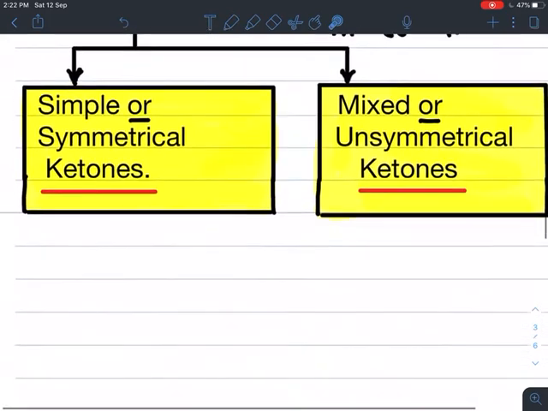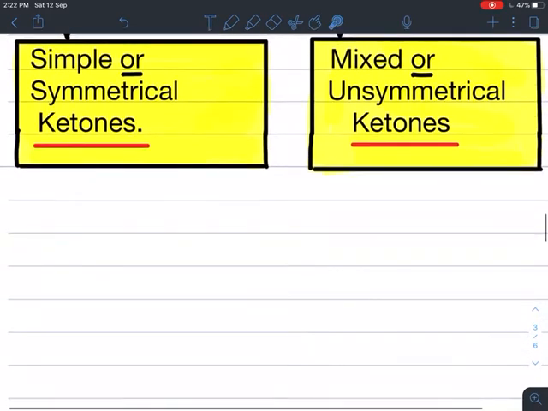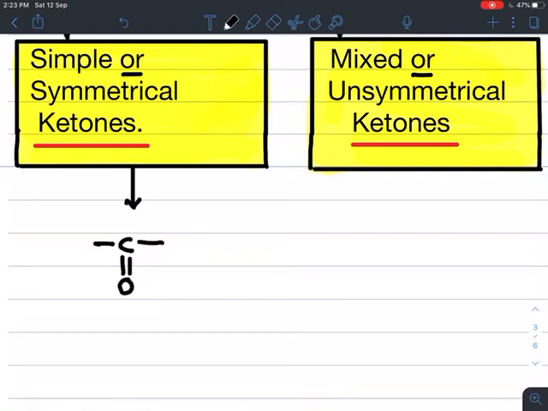So first we will see the simple or symmetrical ketones. What is meant by simple ketones, also called symmetrical ketones? If the ketonic group, the CO group or oxo group, is attached to the same alkyl groups, R CO R. Here R is nothing but an alkyl group, attached on both sides of the ketonic group. So this is the general formula of a simple or symmetrical ketone, RCOR.